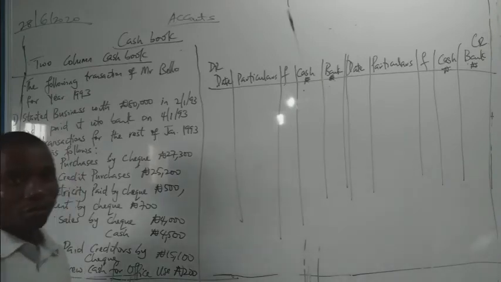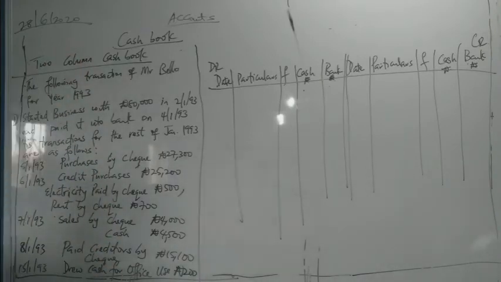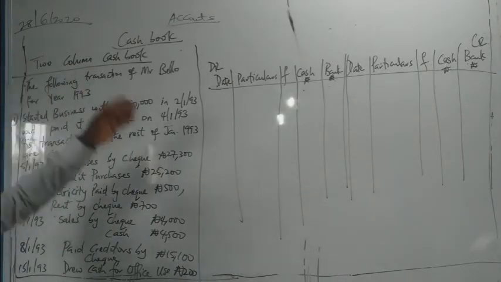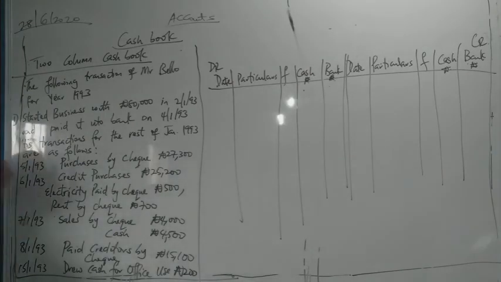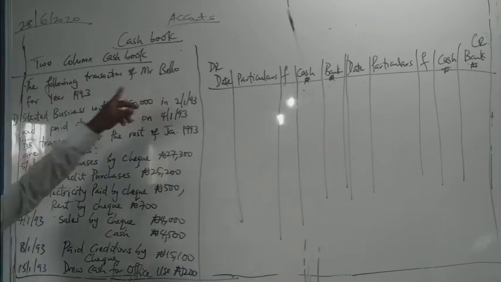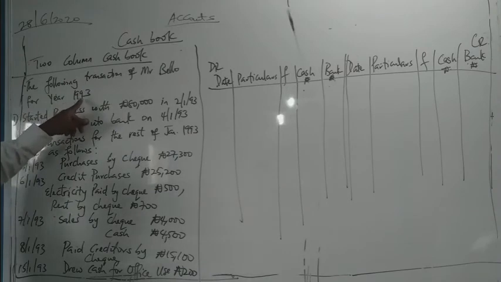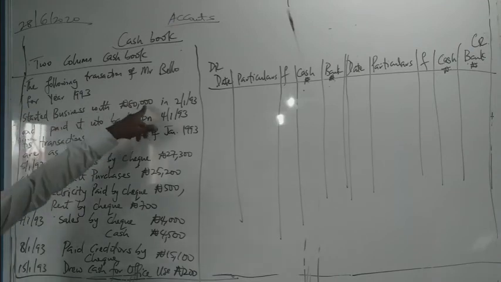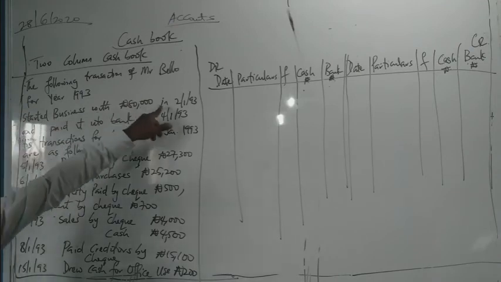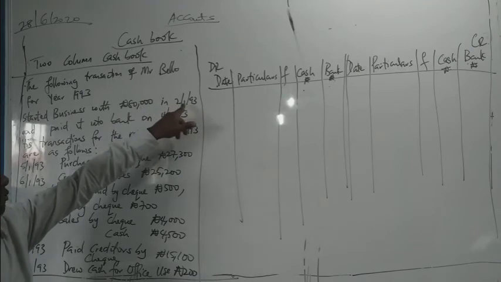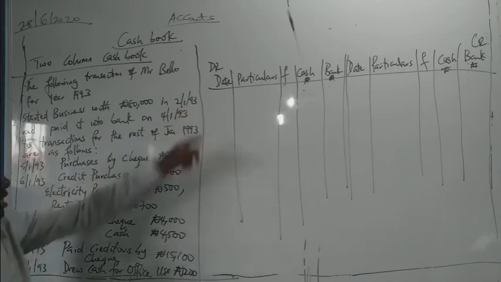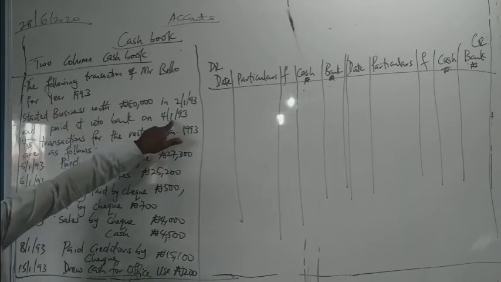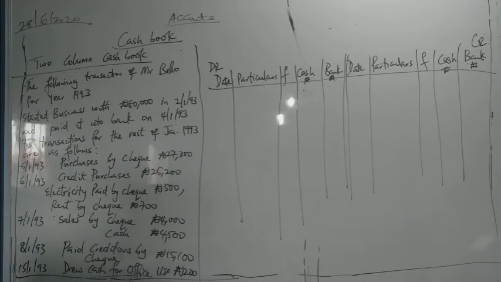Now, this is a transaction that involves recording or posting in the 2-column cash book. Now, let's read it. The following transactions of Mr. Bello for the year 1993. They said he started business with cash of 80,000 naira on 2nd of January 1993, and paid it into the bank on the 4th of January 1993.